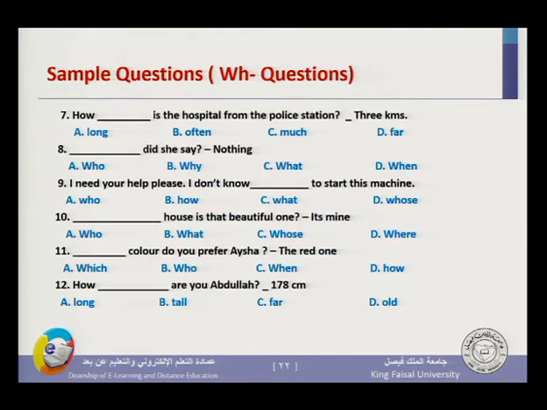Look at number 8. Did she say, blank? The answer is nothing. Then I ask, what did she say? All right. Okay, another one. Blank house is that beautiful one. It's mine. Another question word is whose, to ask about possession. Who owns something? Whose house is this? It's mine. All right? It's my house.